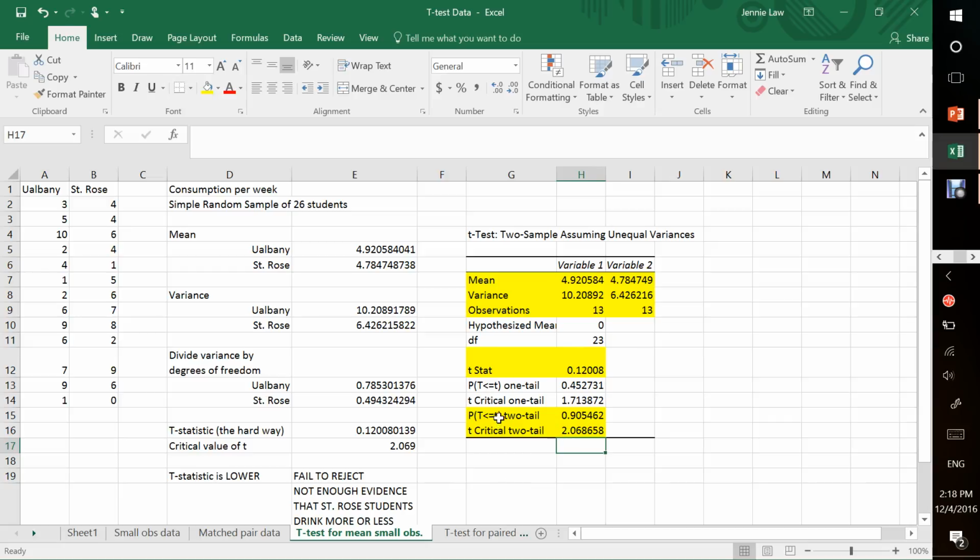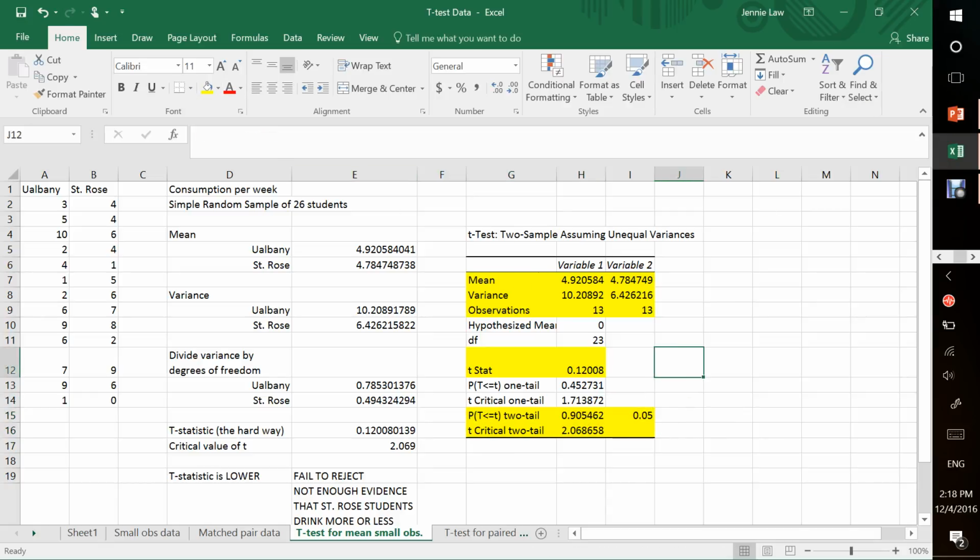You could also do this using the p-value that's calculated in here for the two-tailed test. And remember that our alpha level is 0.05. So if, in this case, our p-value is higher than our alpha value, we would also fail to reject. So everything is fairly consistent here.